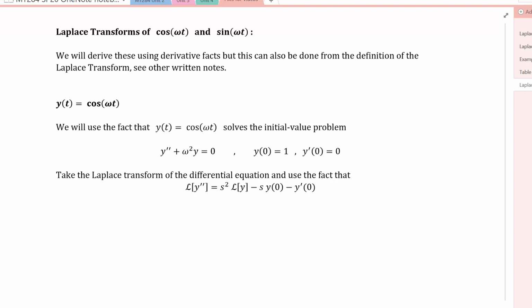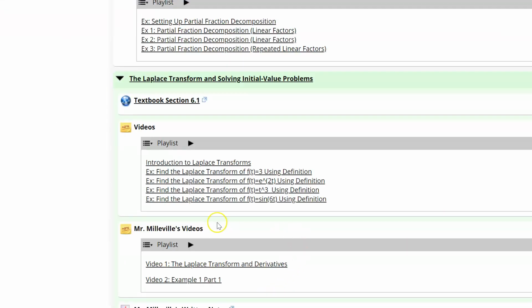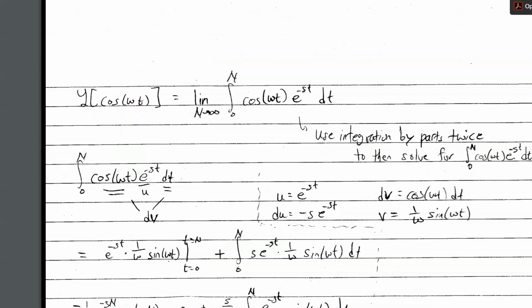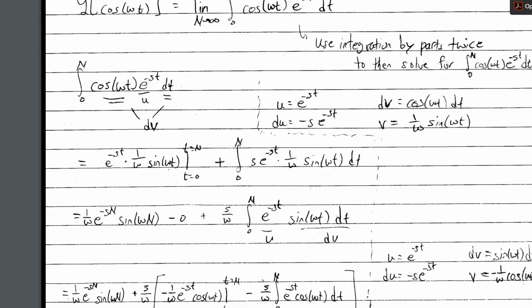This can also be done, as I've noted at the top of this, using the definition of Laplace transform, and I'm just going to direct you where you could see that done. Two places. One, if you go to this section in Lumen and look at my written notes, on the 5th page, I actually go through and use the definition of Laplace transform. You have to use integration by parts twice, and then that will give us the result. You can look through the details there if you wish.